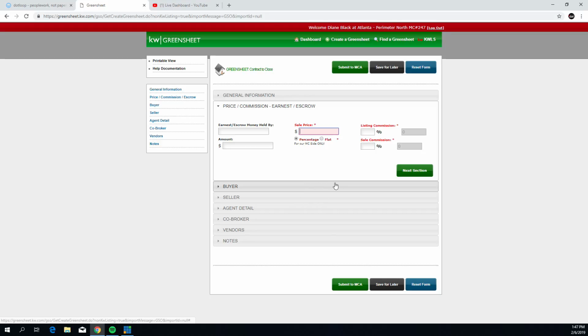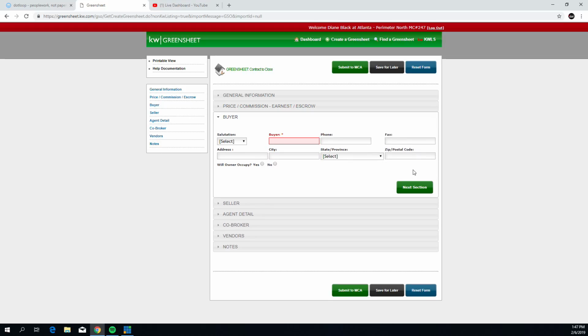Now, I can either go over here and hit this next section, or I can hit this green button down here that says next section. Buyer. Now, look at all that information they're asking. Where does the buyer live? What's their phone number? What's their address? Ellie doesn't care. Only thing we care about is their name.